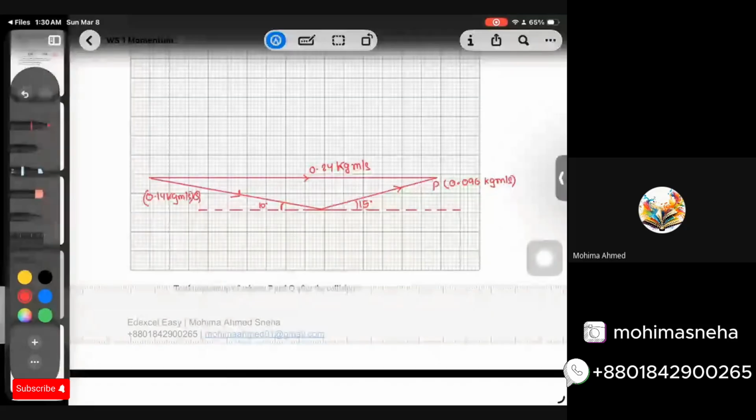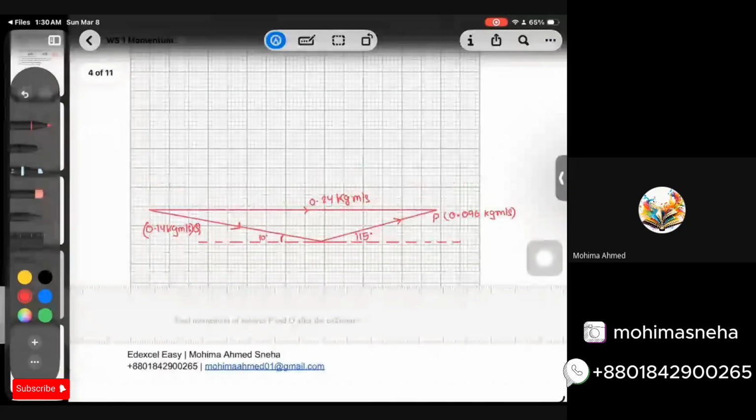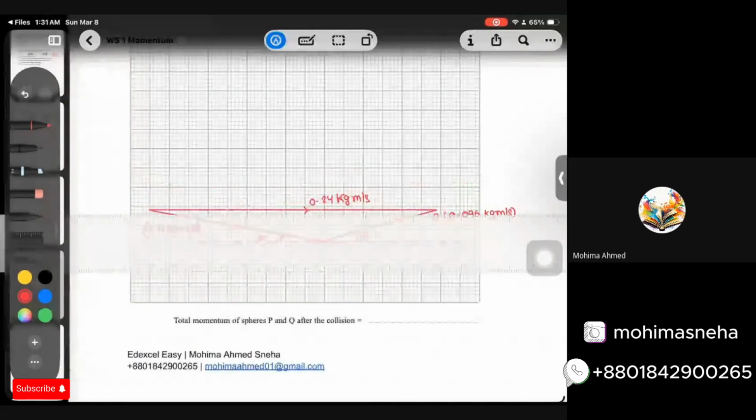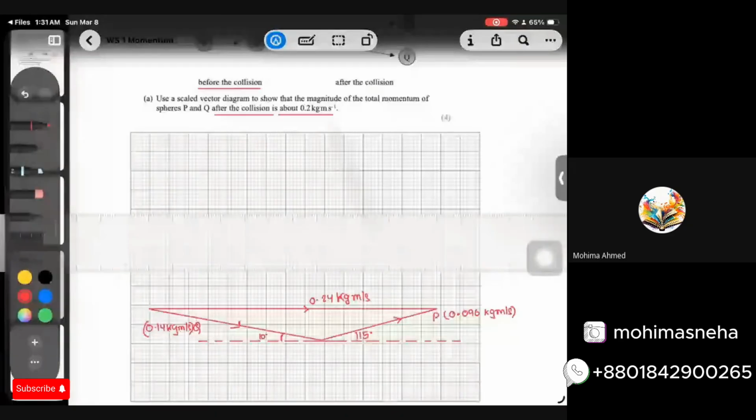And then again, I also need to find out the angle. I can clearly see this is exactly horizontal, right? The vector quantity that I got is exactly horizontal. So it doesn't create any angle. It's entirely on the horizontal plane. That's why the question also did not ask you to calculate or measure the value for your momentum over here.